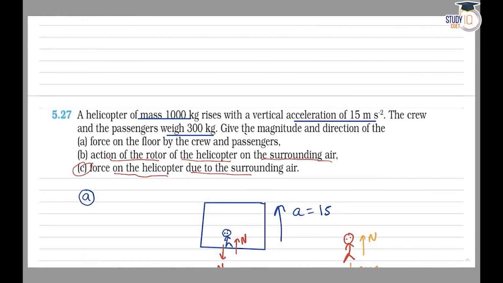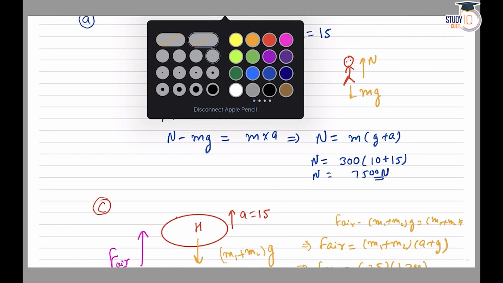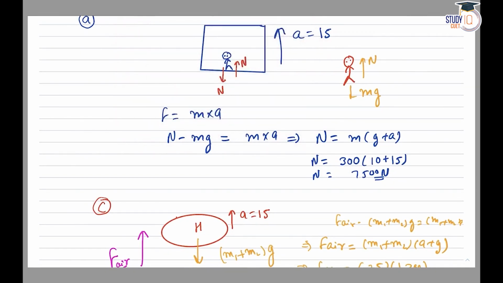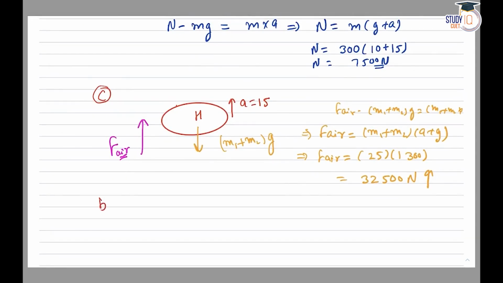Now we will solve the B part. In the B part, he is asking for the force exerted by the helicopter on the air. So we know Newton's law: every action has an equal and opposite reaction. So if air is applying a force of 32,500 Newton in the upward direction, the helicopter will apply a force of 32,500 Newton in the downward direction on the air by action reaction pair.